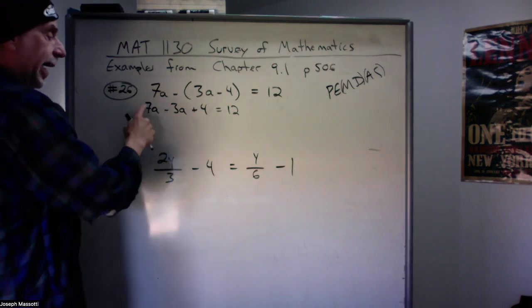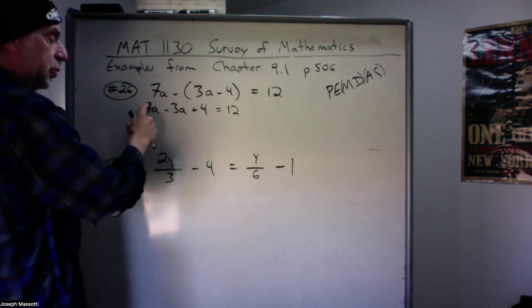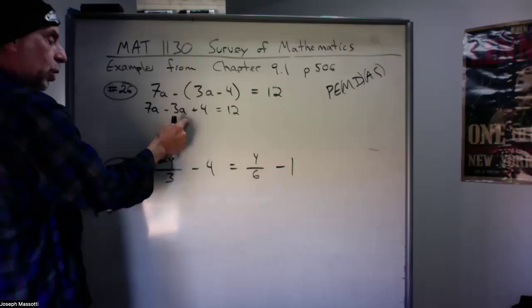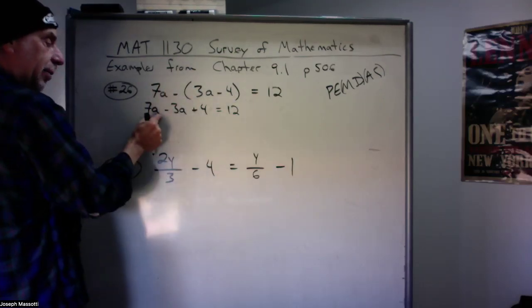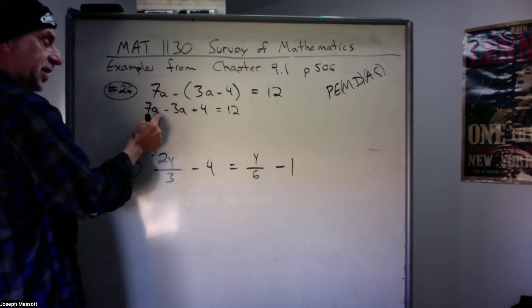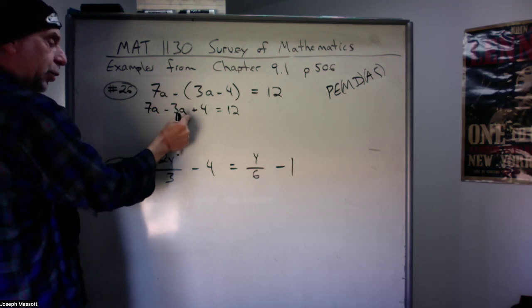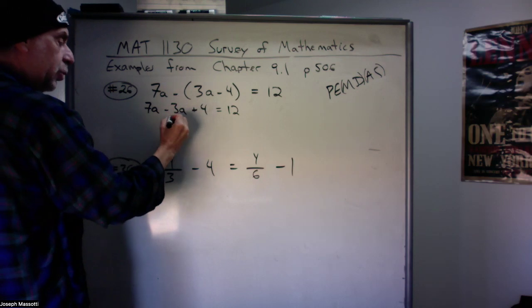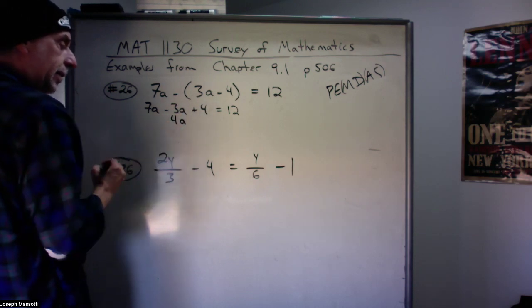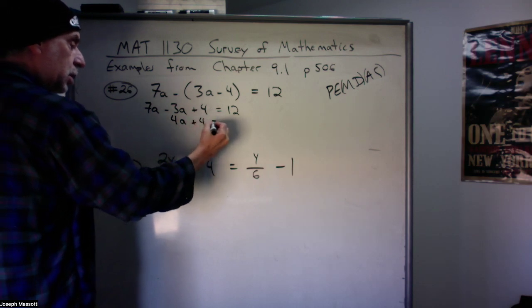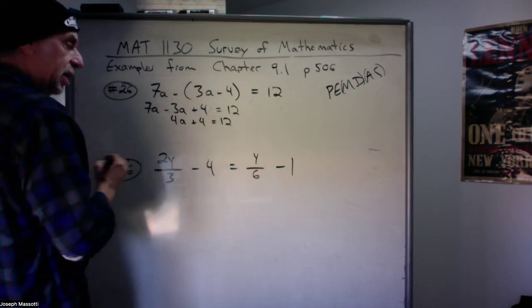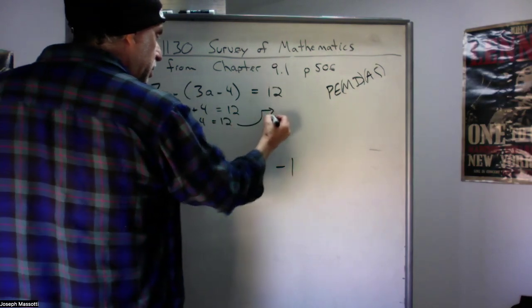So we're solving for a, so we want to combine all the terms with a in them and put them on one side of the equation and put everything else on the other side. So we combine these two terms with a. So we have 7a minus 3a. So that's going to leave us with 4a. And then we still have the plus 4 equals 12.